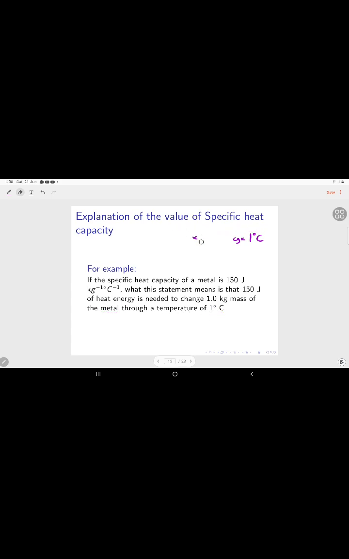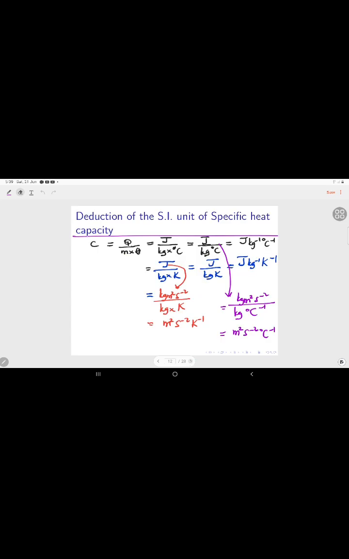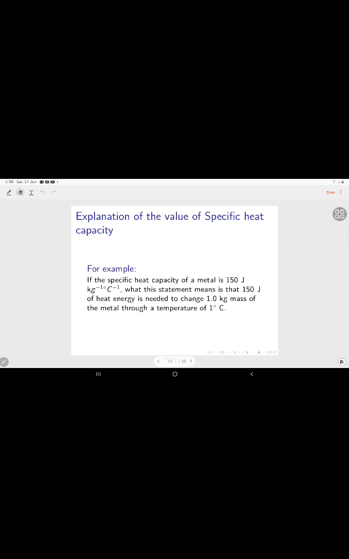So a quick recap on what we have done. We've talked about specific heat capacity being the quantity of heat energy you need to change the temperature of 1 kilogram mass of a body by this. And don't forget, the change can either be from hot to cold or from cold to hot. It's still change. We're talking about the mathematical expression. We've looked at the SI unit. We derived how you get the unit. And now we are explaining the value.